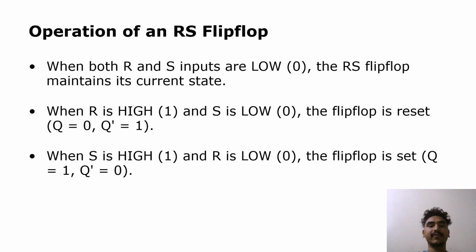Operation of an RS flip-flop: when both R and S inputs are low, that is 0, the RS flip-flop maintains its current state. When R is high, that is 1, and S is low, that is 0, the flip-flop is reset: Q becomes 0 and Q dash is equal to 1. When S is high, that is 1, and R is low, that is 0, the flip-flop is set: Q is equal to 1 and Q dash is equal to 0.